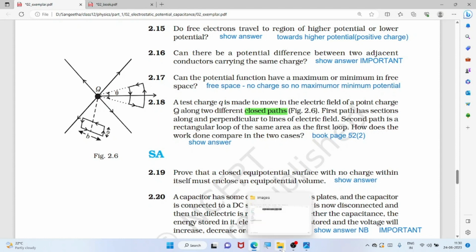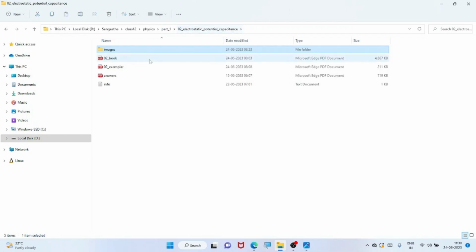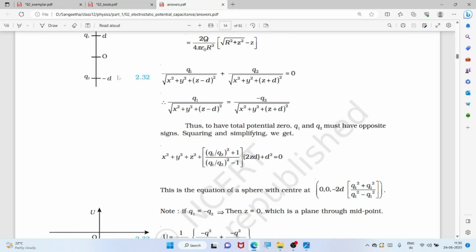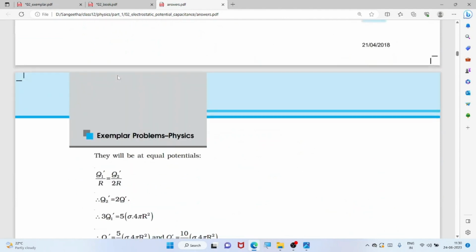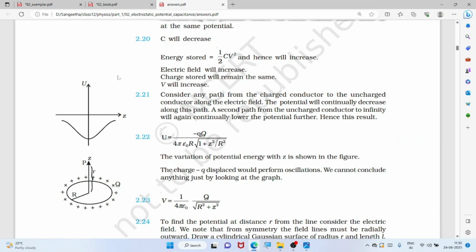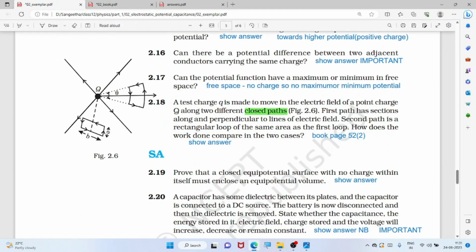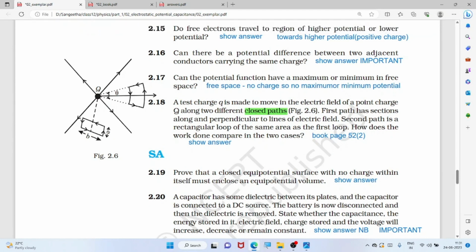2.16. Okay, this is 2.16. Yes, if the sizes are different. Okay, if the sizes of the conductors are different. What is the potential difference between the two conductors? The sizes are different, then the potential will be different.